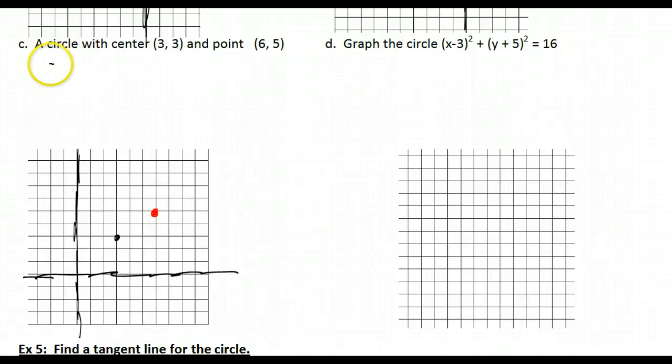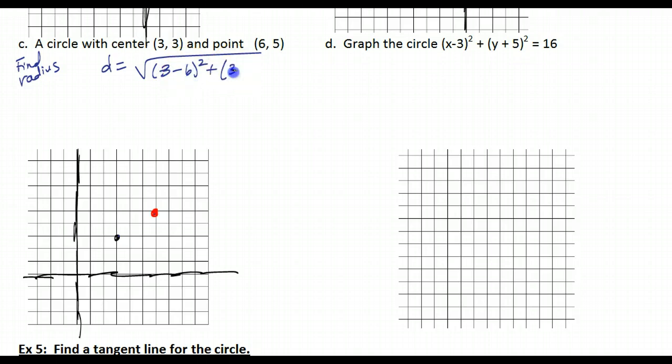So here's what I will do again. To find the radius, I am finding the distance from the center to the edge. Remember, this represents the edge, that's the center, so I'll find the distance of that segment. And my distance is, again, my x subtract my x squared plus my y subtract my y squared. And 3 minus 6 is negative 3 squared is 9. 3 minus 5, 2 squared is 4. So my distance is the square root of 13.